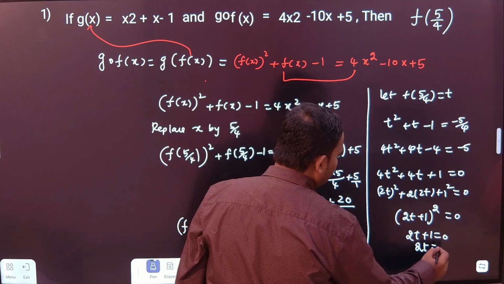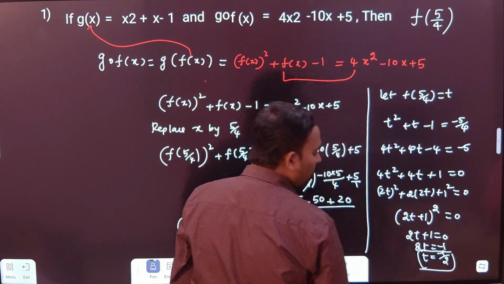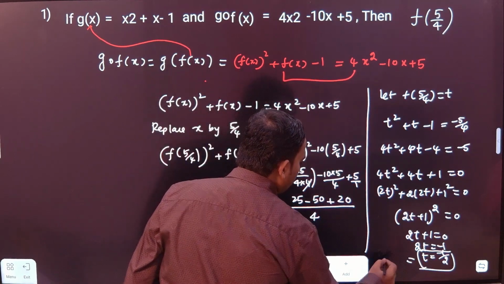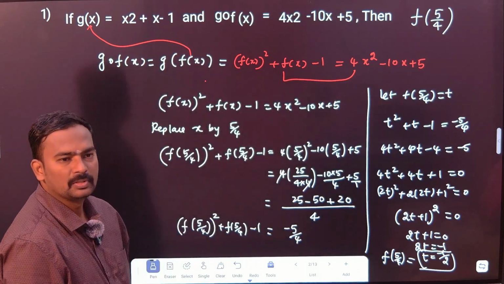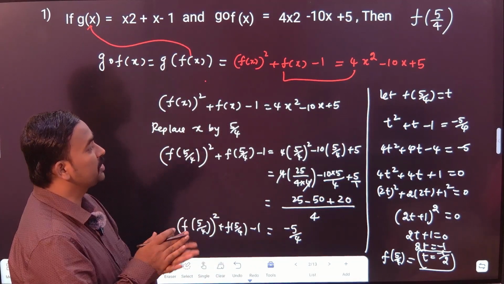Therefore, 2t is equal to minus 1, t is equal to minus 1 by 2. So, what is t here? f of pi by 4. Therefore, f of pi by 4 value is minus 1 by 2. I hope everyone understood how to apply the composition of functions here.